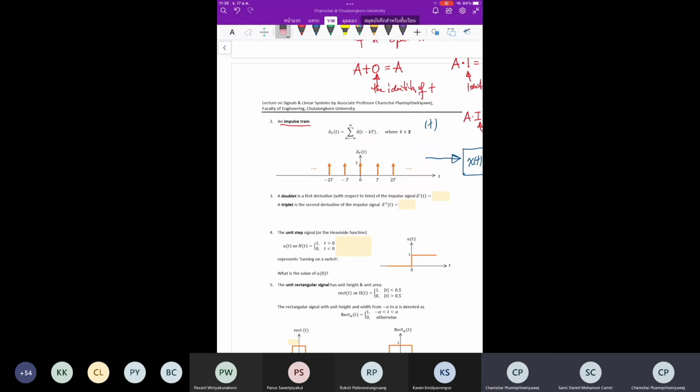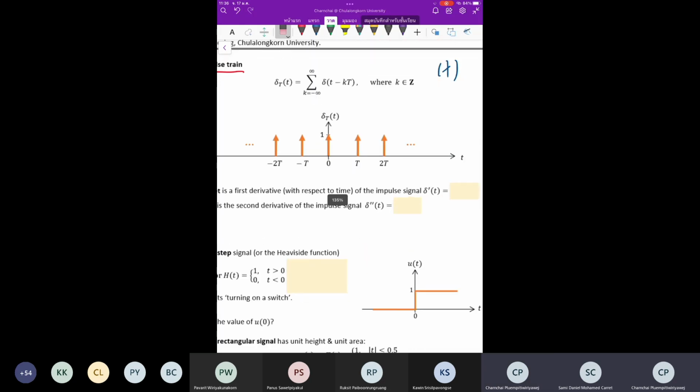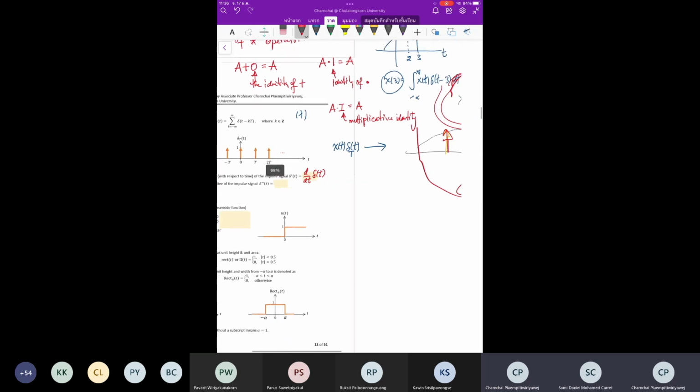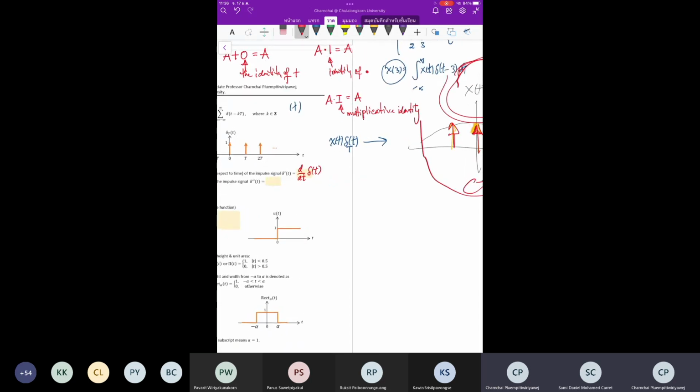Okay, doublet. Doublet is the first derivative with respect to time of the impulse signal, delta t. Doublet is basically d by dt of delta t. Okay, what is a doublet? d by dt of delta t, like I told you.